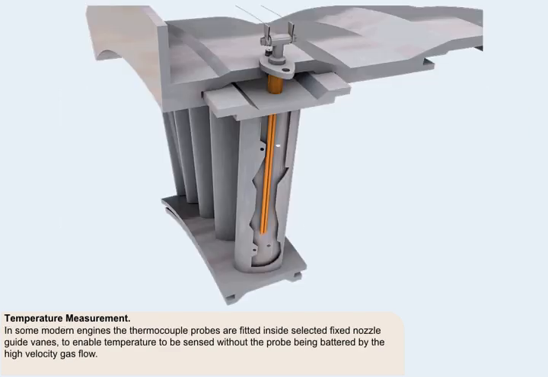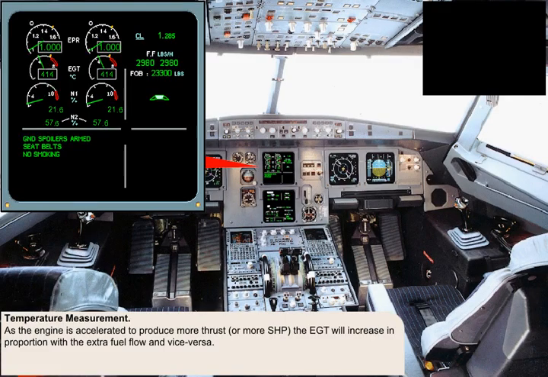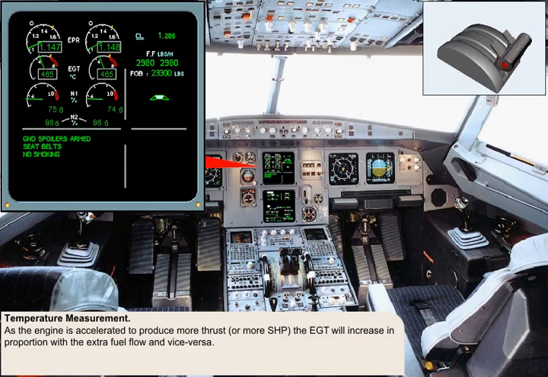In some modern engines, the thermocouple probes are fitted inside selected fixed nozzle guide vanes to enable temperature to be sensed without the probe being battered by the high-velocity gas flow. As the engine is accelerated to produce more thrust or more shaft horsepower, the exhaust gas temperature will increase in proportion with the extra fuel flow, and vice versa. That completes the lesson on turbines.